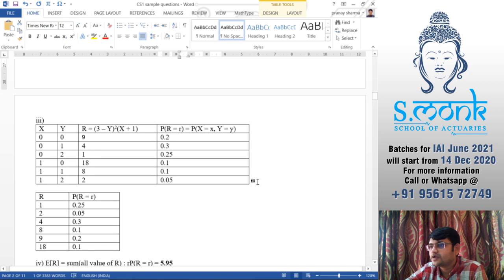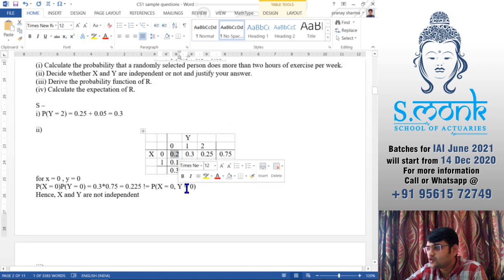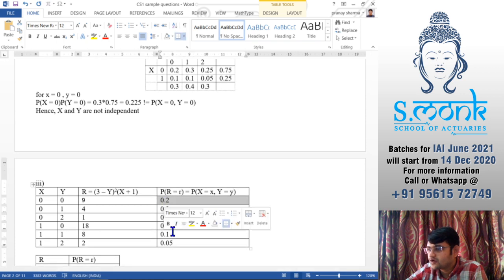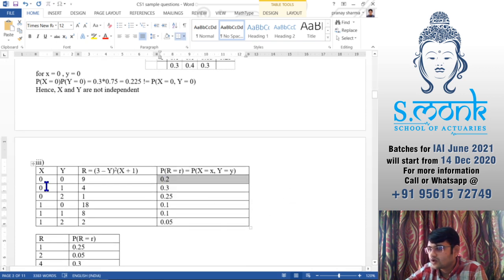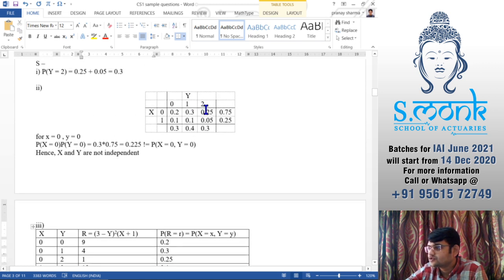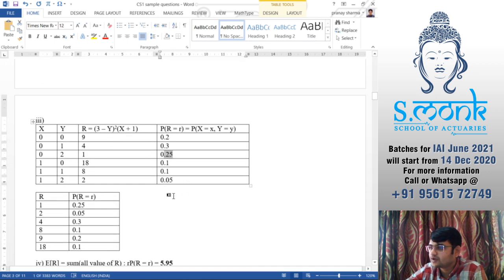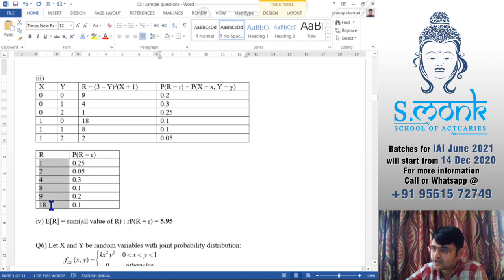So for that, I have made a table here. I have substituted when x is 0, y is 0, I get r equals 9. The probability for x0, y0 was 0.2, so the probability for r equal to 9 will also be 0.2. For 0, 1, r is 4, and therefore the value is 0.3. For 0, 2, you will get 1, and the probability is 0.25. Substitute it here, and that is how you will get your distribution. I have rearranged it so that it is in ascending order and written the probabilities accordingly.